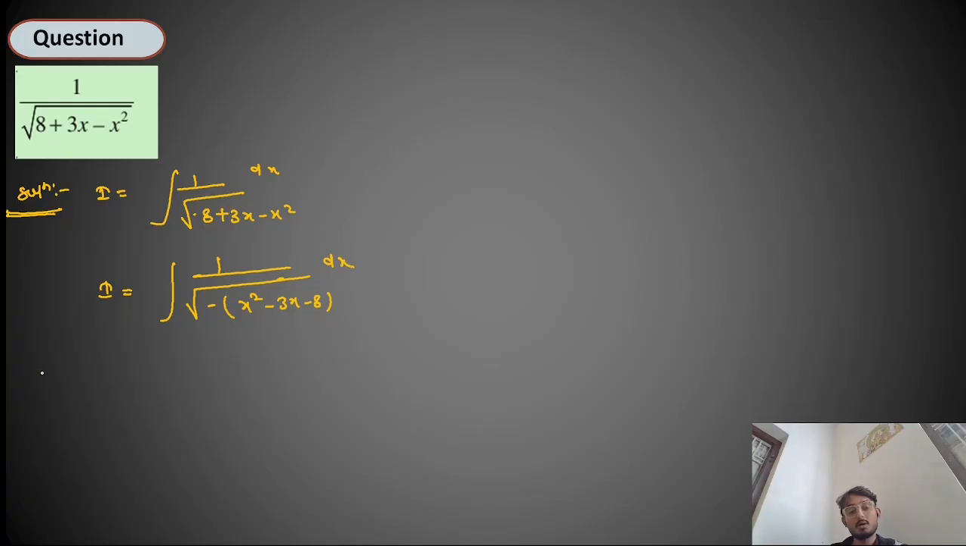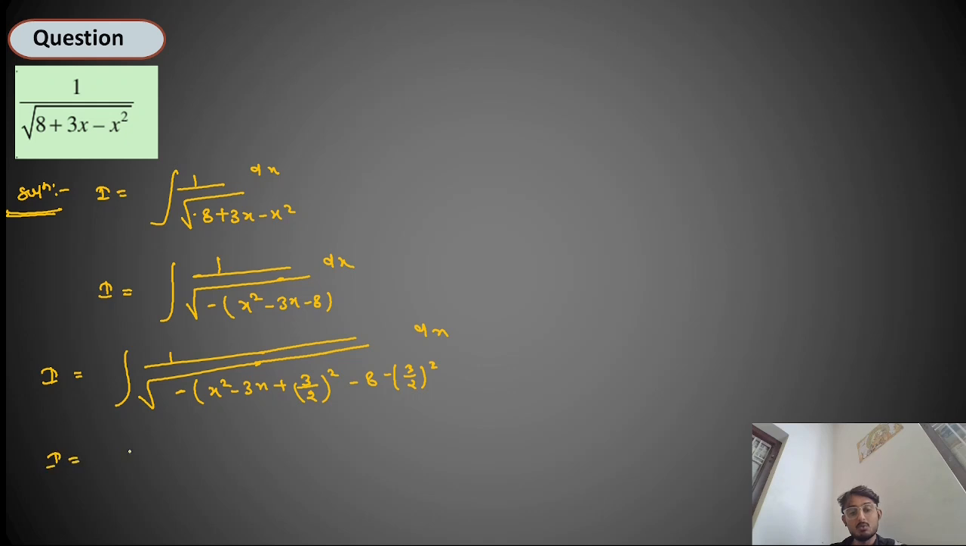Now what will you do? I equal to 1 upon root minus. Here the coefficient of x is 3, so you will add and subtract the square of half of the coefficient of x. Half of the coefficient of x equals 3 by 2, and the square of 3 by 2 equals 9 by 4. So you will add and subtract 9 by 4. x square minus 3x plus 3 by 2 whole square, and minus 8 minus 3 by 2 whole square, dx.